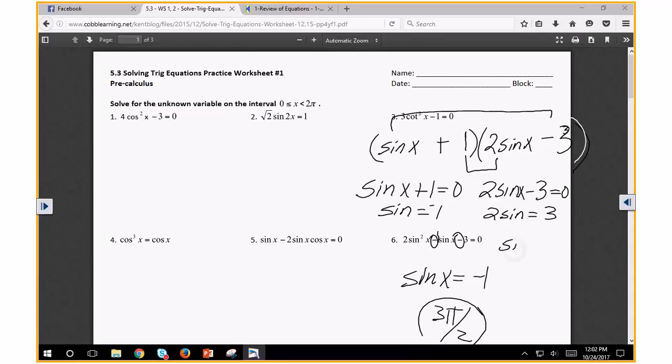Sine of x is equal to 3 over 2. And that, you just have to do the inverse sine on your calculator, because it's not a radical.